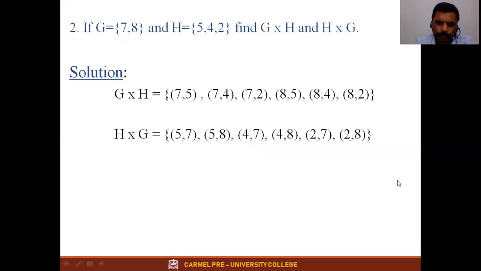Now, this is what I said, the fifth property. If G equals {7, 8} and H equals {5, 4, 2}, some two sets. Find G cross H and H cross G. First we'll take out G cross H. See, G cross H: the first element should come from G, the second element from H. That is what, right? In maths, common sense makes a lot of difference, right?